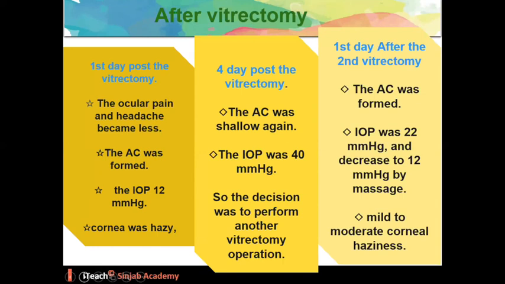There was a slight corneal haziness. However, 4 days after the vitrectomy, while she was taking her medication, the AC became shallow again. The IOP rose to 40 millimeters of mercury again. So the decision was to do another vitrectomy. However, this time it was an anterior vitrectomy through the patent PI and posterior capsulotomy. After the operation, thank God, the AC was formed again. The IOP was 22, dropping to 12 millimeters of mercury by massage. There was mild to moderate corneal haziness.